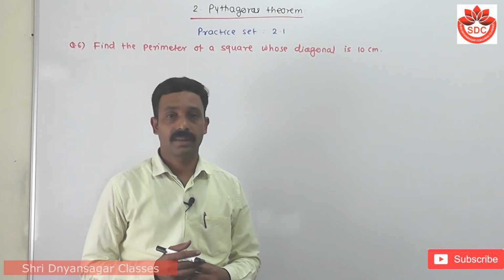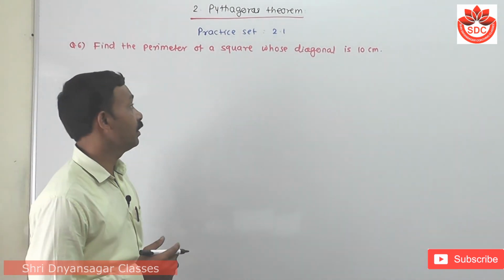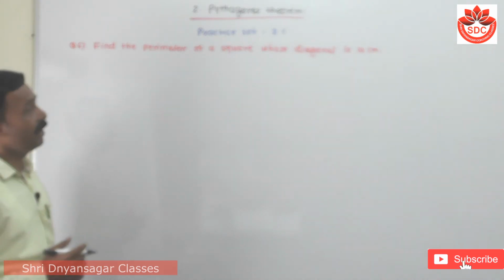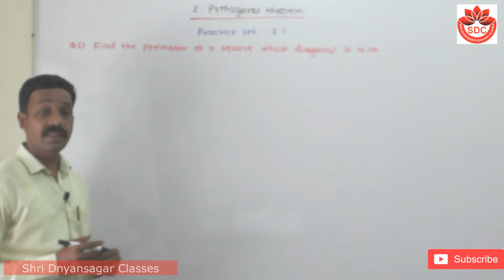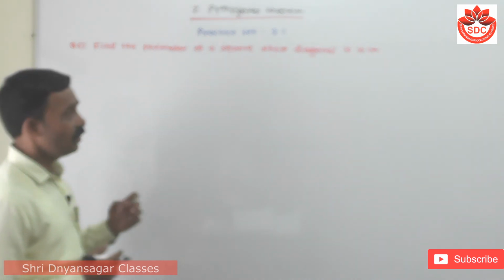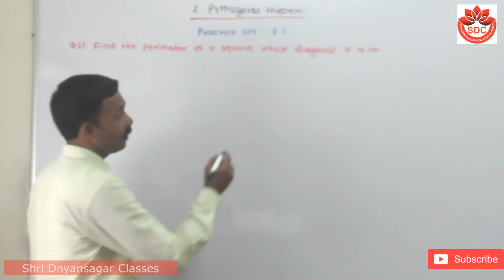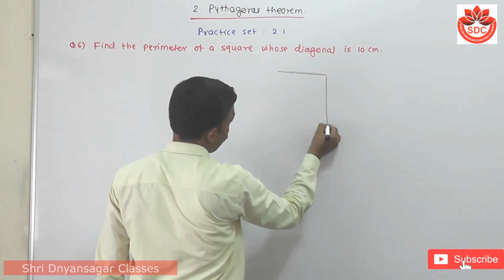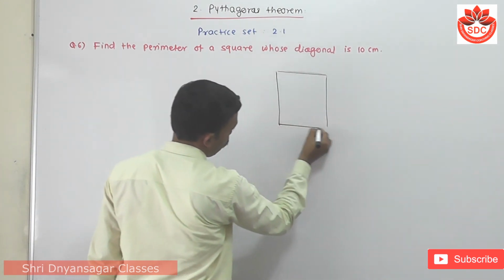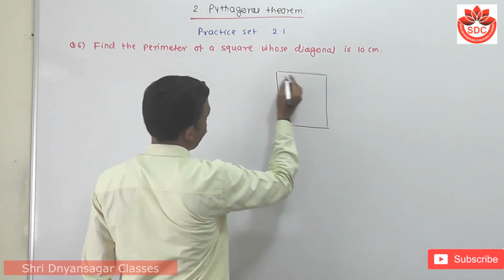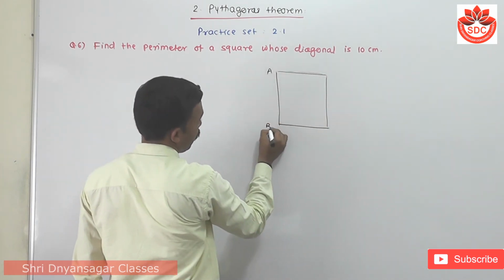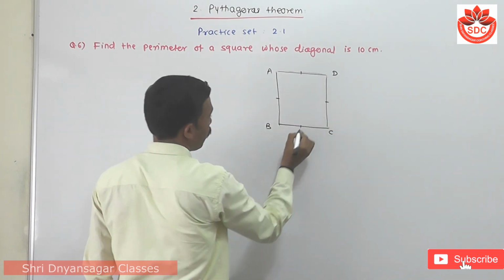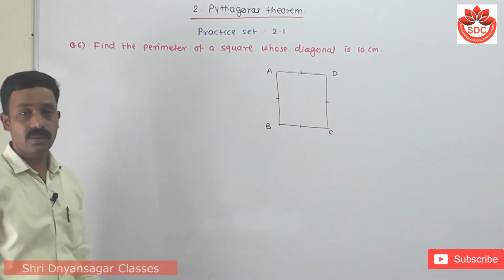Let's take today's last example. Question number 6: Find the perimeter of a square whose diagonal is 10 cm. Now students, here is the square, so I have to draw one figure here. Suppose that this is the square ABCD whose all sides are equal. Now all of you know that each angle is also a right angle.